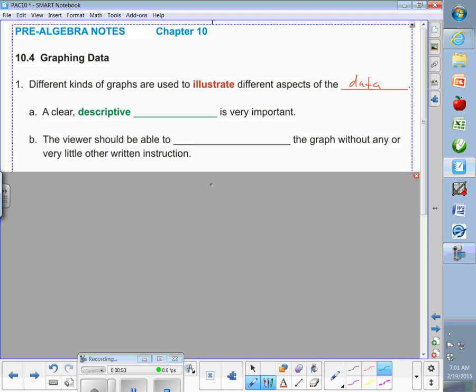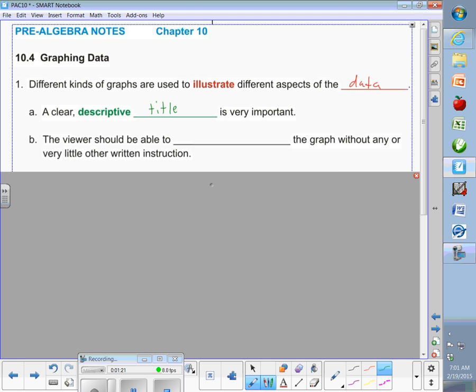All right, in the graphs we're going to look at today, a clear descriptive title is very important. The way I look at graphs is this. You want somebody to be able to look at your graph and understand what the graph is about, what it represents, what the data is. That should all come from a look at the graph. There shouldn't have to be any other information given to allow someone to understand exactly what your graph represents. And so a clear descriptive title is very important.